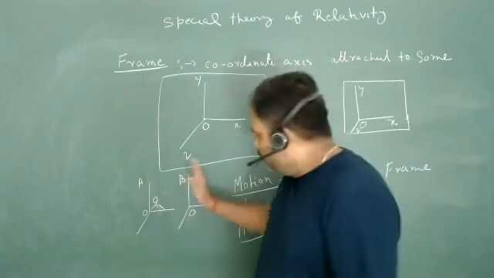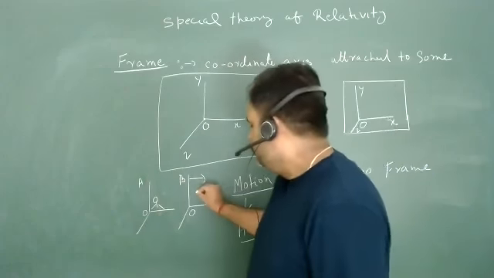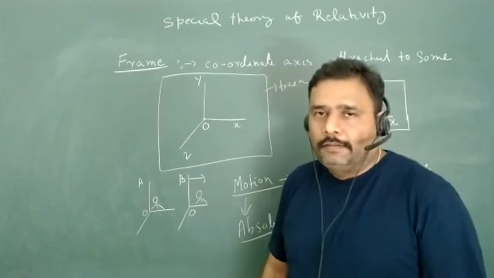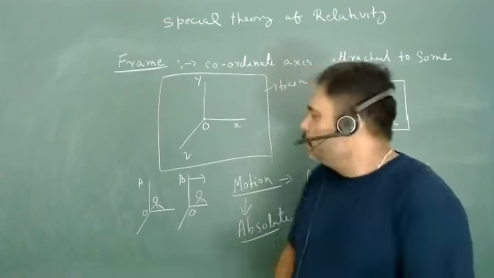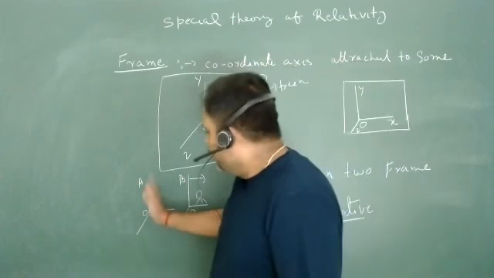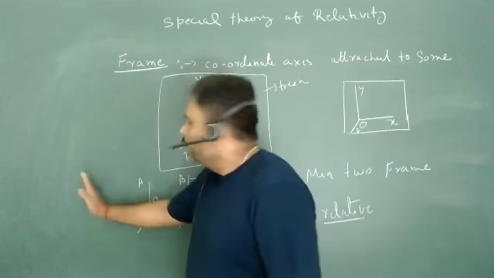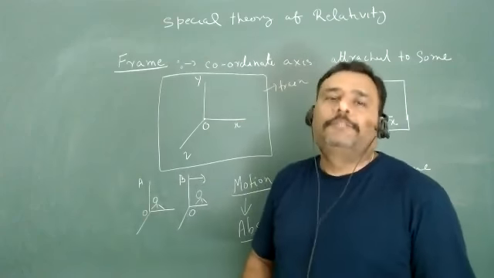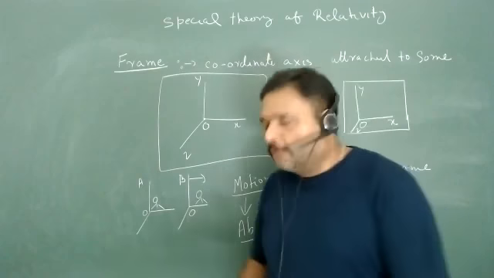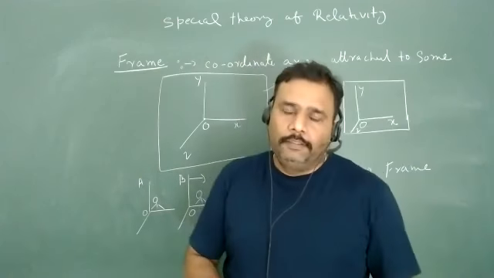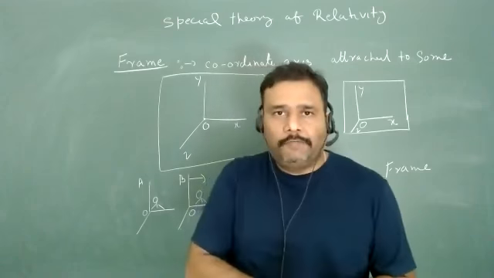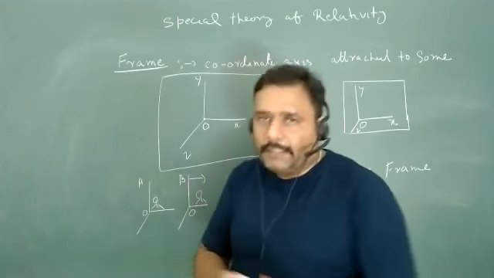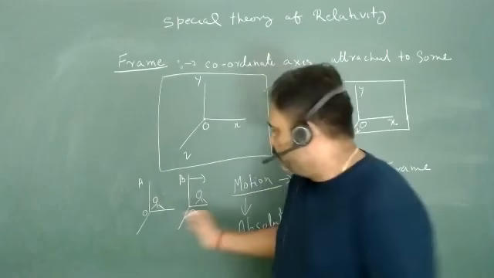But if the observer is attached to frame B, what will he see? Will B be moving? No, B will not move. He will see that A is moving exactly in the opposite direction. So obviously there can never be an absolute frame. You have to always talk relatively: where the observer is and what his observation will be. This is all about relative frames.